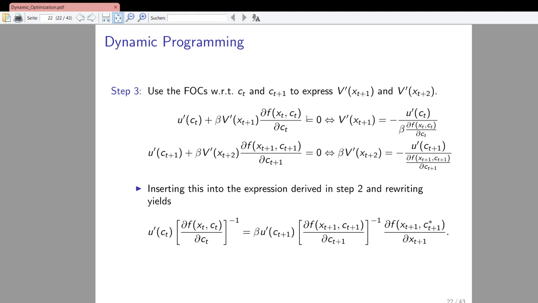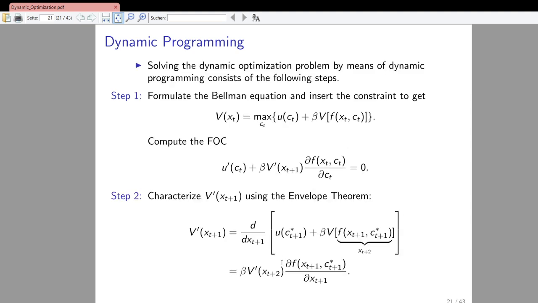And now we can isolate from the first expression here v prime. We bring u prime of c_t to the right hand side, so we have minus u prime of c_t divided by the derivative of the function f with respect to c_t, and the discount factor from here, which we also bring to the right hand side. So then we have isolated the derivative of the value function with respect to x_{t+1}. For the first order condition with respect to c_{t+1}, we do the same. We also isolate the derivative of the value function with respect to x_{t+1} on the left hand side, but we also leave the discount factor here because this makes it easier then to substitute out this term in the expression that we derived in step 2 on the previous slide.